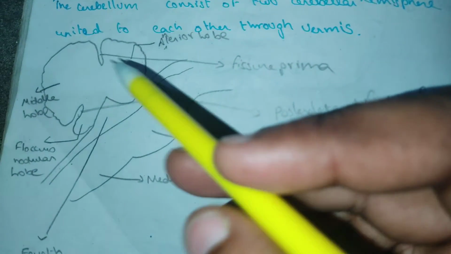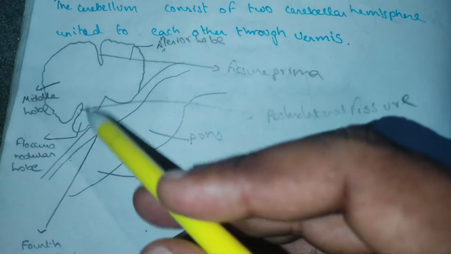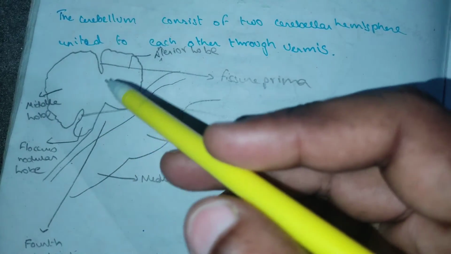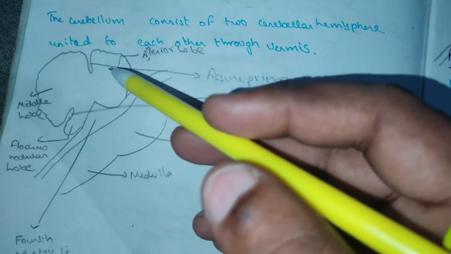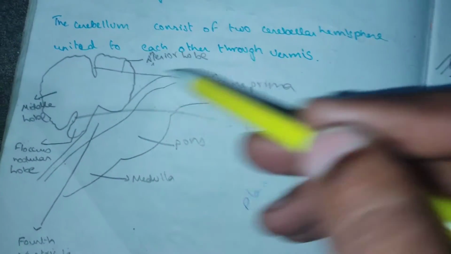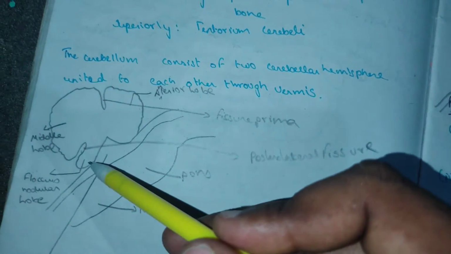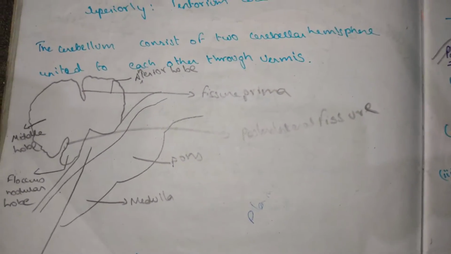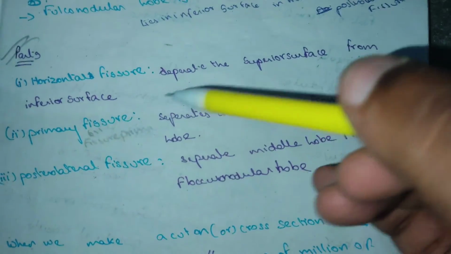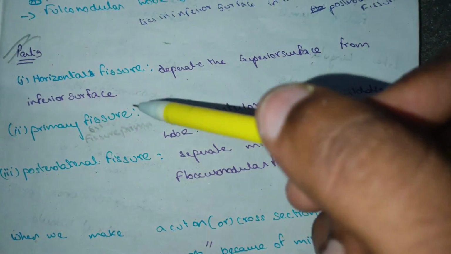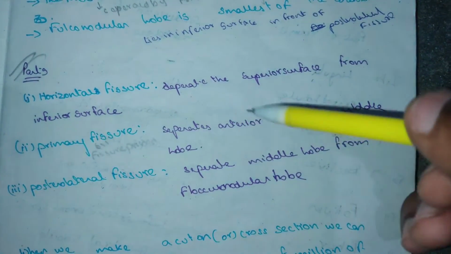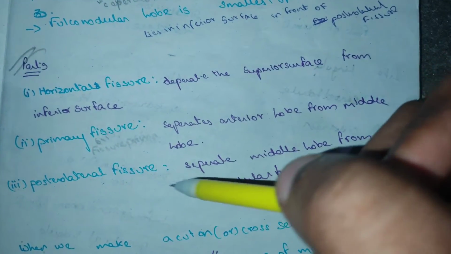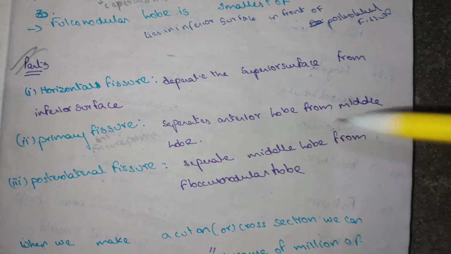This is the anterior lobe, this is the middle lobe, and this is the flocculonodular lobe. The middle lobe is the largest one, the flocculonodular lobe the smallest. The horizontal fissure separates the superior from the inferior surface. The primary fissure separates the anterior lobe from the middle lobe. The posterolateral fissure separates the middle lobe from the flocculonodular lobe.